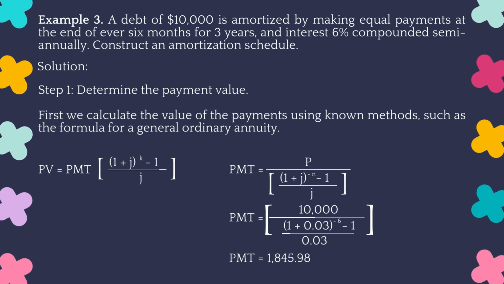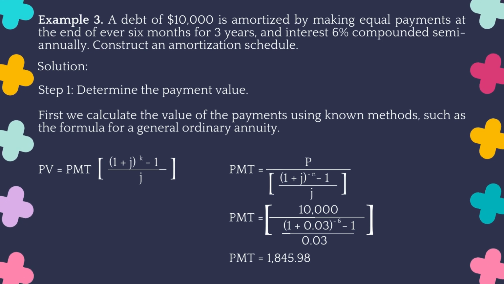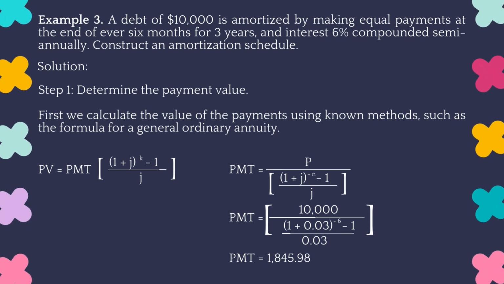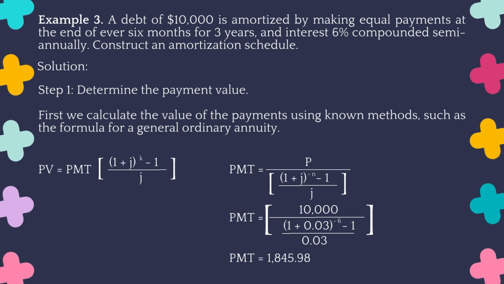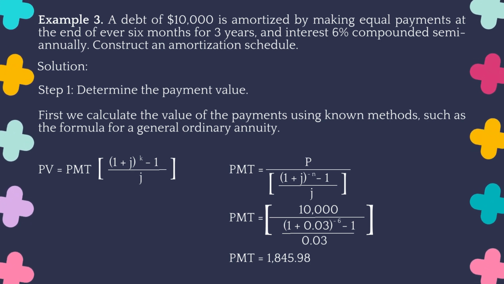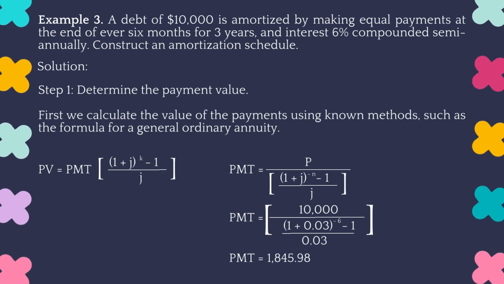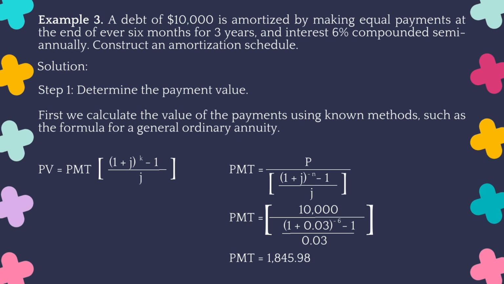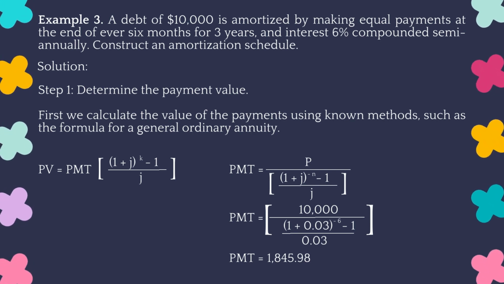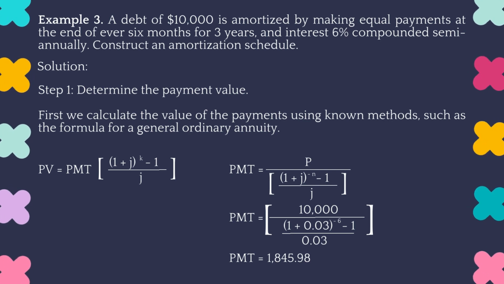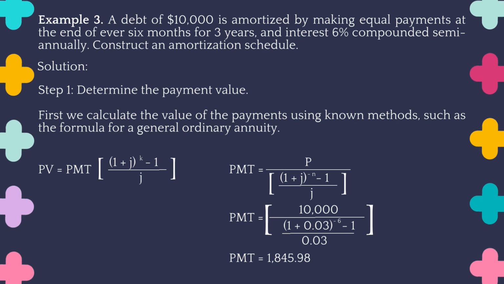The problem is a debt of $10,000 is amortized by making equal payments at the end of every 6 months for 3 years, and the interest is 6% compounded semi-annually. So for the solution, step 1, we need to determine first the payment value. So, to determine the payment value, first we calculate the value of the payments using known methods, such as the formula for a general ordinary annuity.